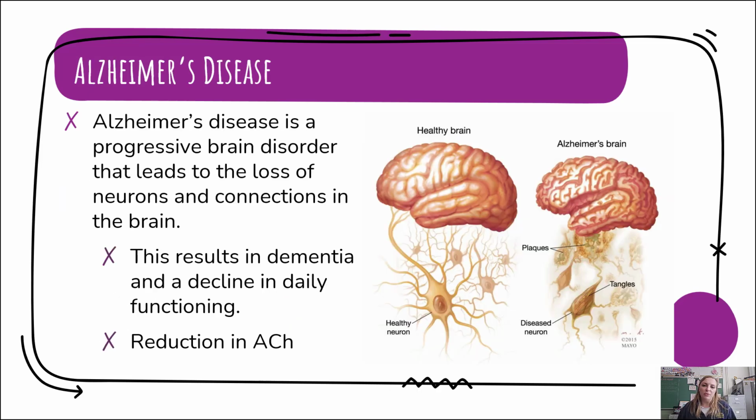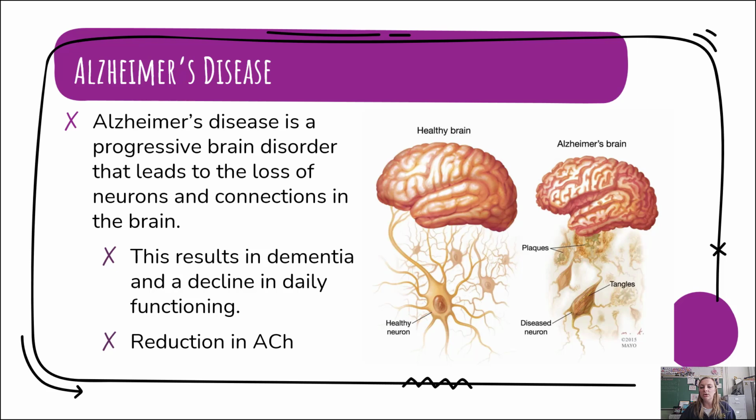There are physical reasons why someone might forget, and one of those is Alzheimer's disease. Alzheimer's disease is a progressive brain disorder that leads to the loss of neurons and connections in the brain. This results in dementia and a decline in daily functioning. The reason for Alzheimer's disease is because of a reduction in acetylcholine. Acetylcholine is a neurotransmitter that plays a crucial role in memory and learning. And in Alzheimer's disease, there is a significant decline in acetylcholine levels due to the death of neurons in areas of the brain that produce the neurotransmitter, particularly in the hippocampus and the cortex.